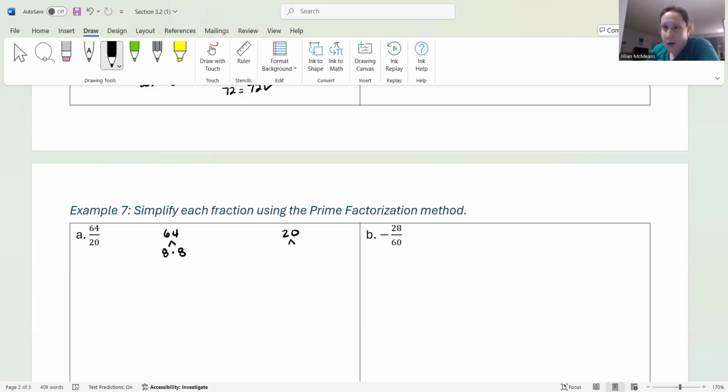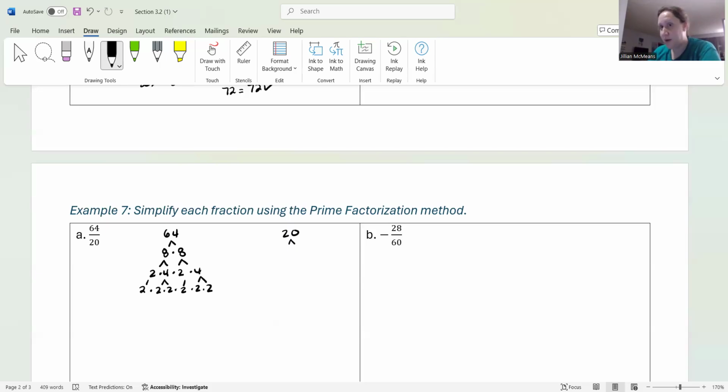Okay, now 8, not prime. So I need to take two branches down from each 8. So 8 is always going to be 2 times 4. 2 is definitely prime, but 4 is not. So I need to have two branches come out of each of my 4s. So I'm going to bring my 2's down and then make branches out of my 4s. So I have 2 times 2 times 2 times 2 times 2 times 2. So that's my prime factorization for 64.